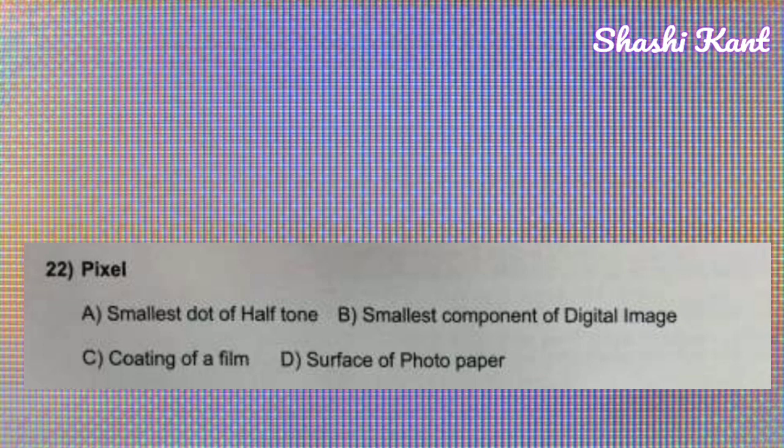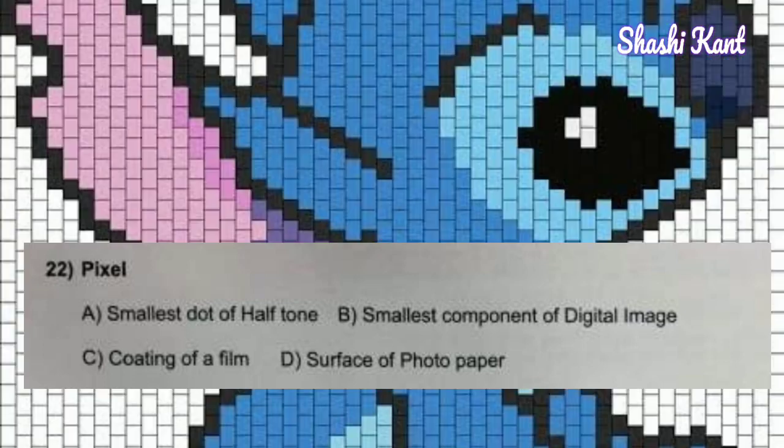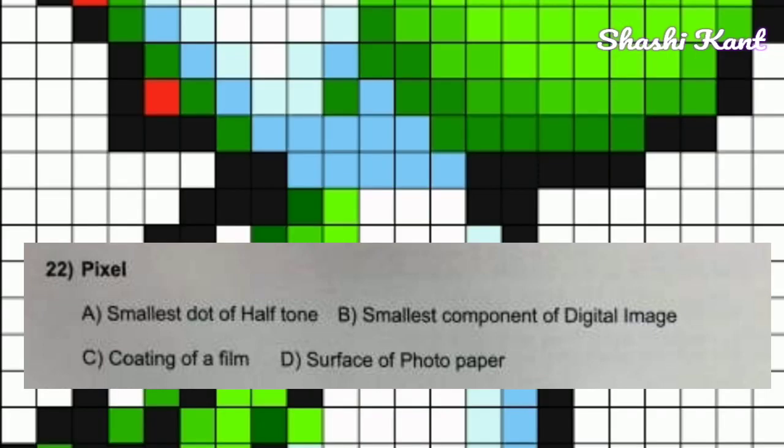Smallest dot of half tone, B. Smallest component of digital image, C. Coating of a film, D. Surface of photo paper. And the correct answer is B. Smallest component of digital image.